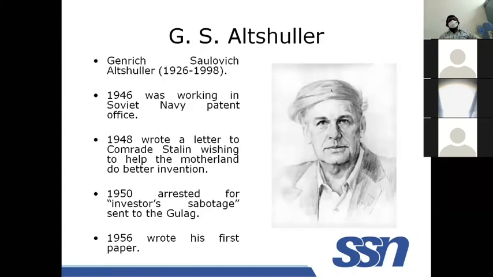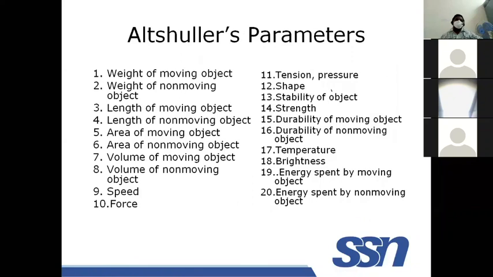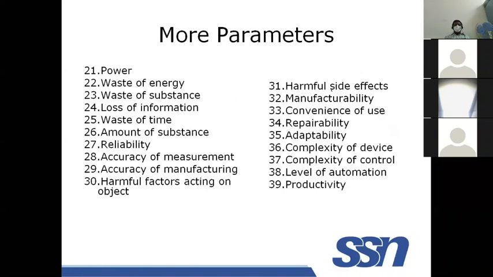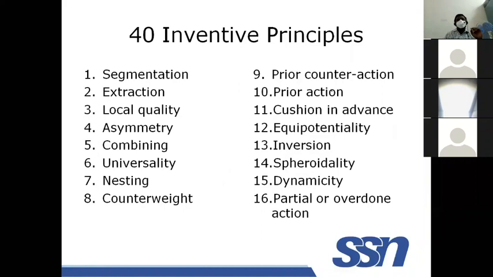So this is Altshuller's point. He has proposed the TRIZ method. He has listed a number of parameters: weight of moving object, weight of non-moving object, length of moving object, length of non-moving object, area of moving object, volume, speed, force, pressure, tension, shape, etc. He has listed some 39 various parameters. Focusing on the parameters by involving these techniques is what is known as the 40 inventive principles proposed by Altshuller. This is known as the TRIZ method.